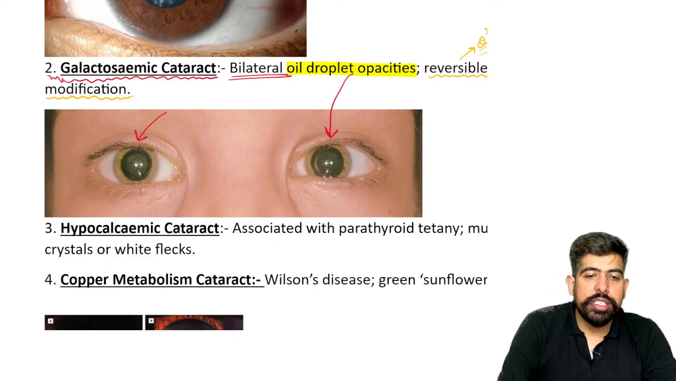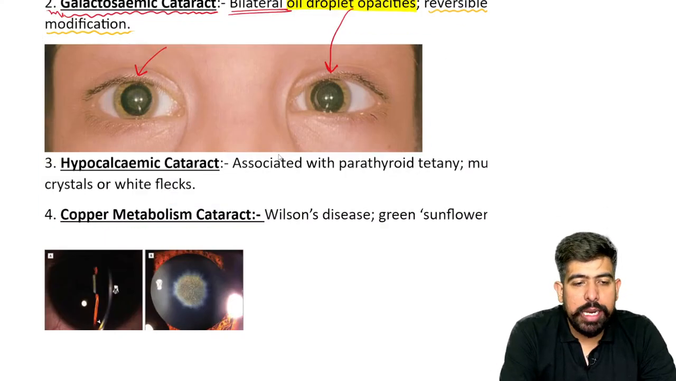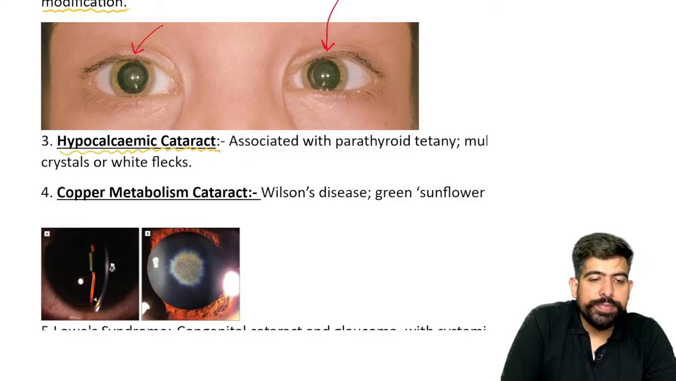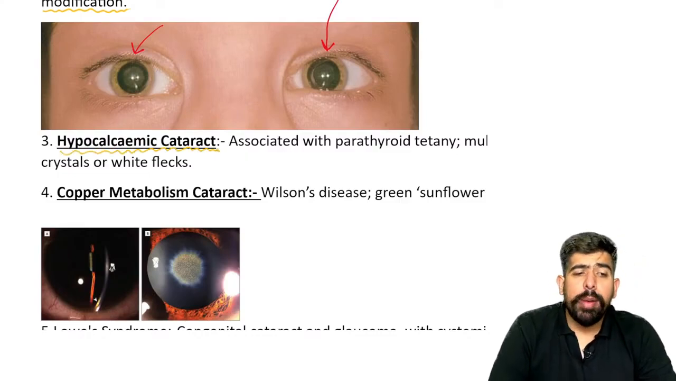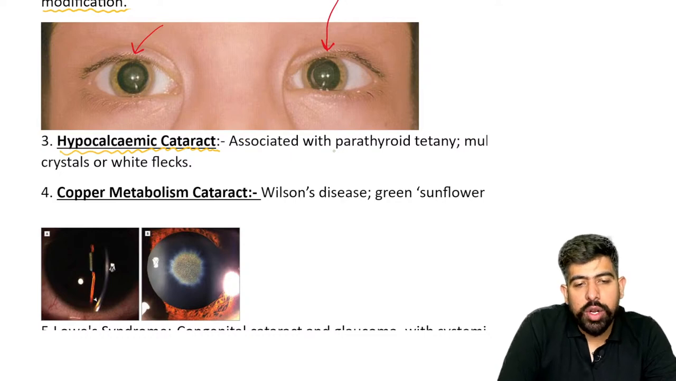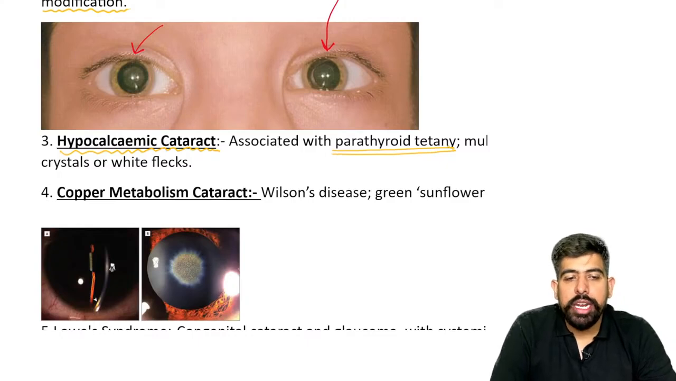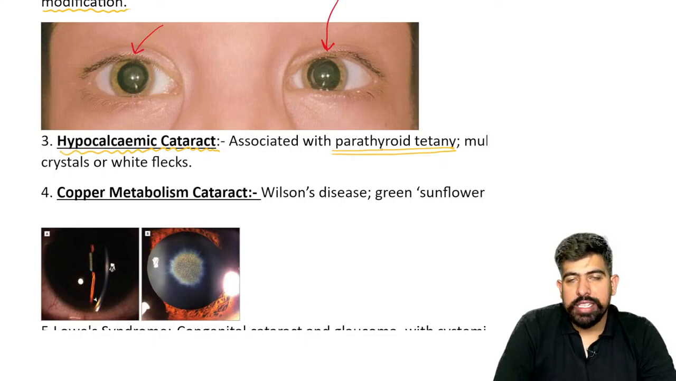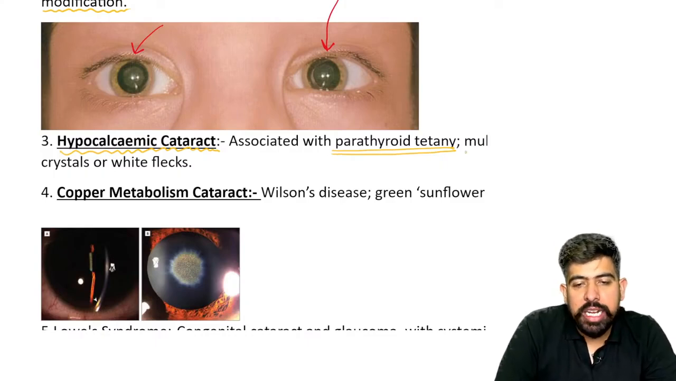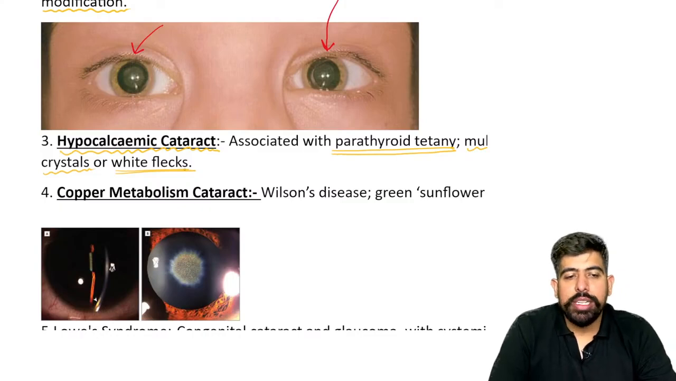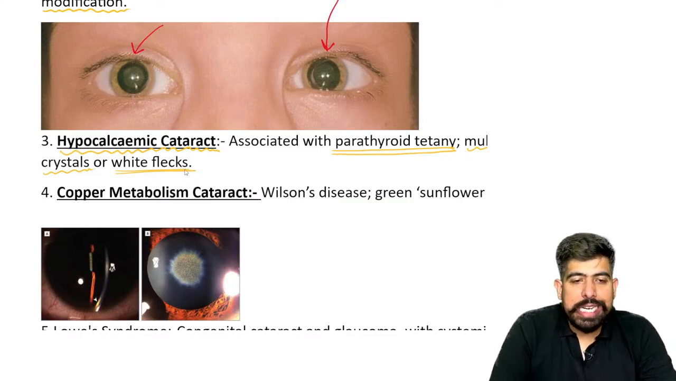Next we are starting with the hypocalcemic cataract. Please remember, hypocalcemic is always associated with parathyroid tetany, which happens when there is hypocalcemia. In this hypocalcemic cataract, multicolored crystals or white flakes will be seen.